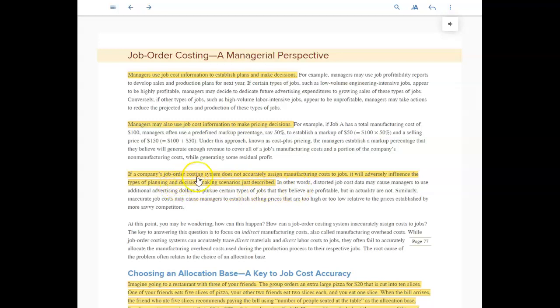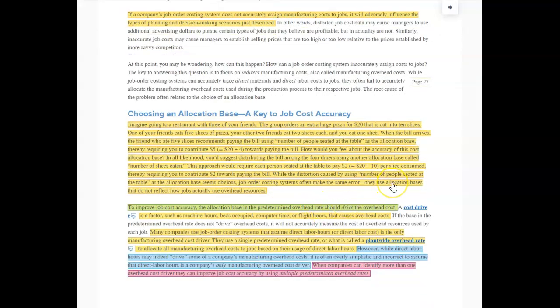If a job costing system does not accurately assign manufacturing costs to jobs, it will adversely influence the types of planning and decision-making scenarios just described. We also need to choose an allocation base. How do we apply the overhead? This is a good little example you can read. It talks about some friends eating pizza. And if one person eats a lot more slices of the pizza than the other people, then maybe that person should pay more of the bill, right?